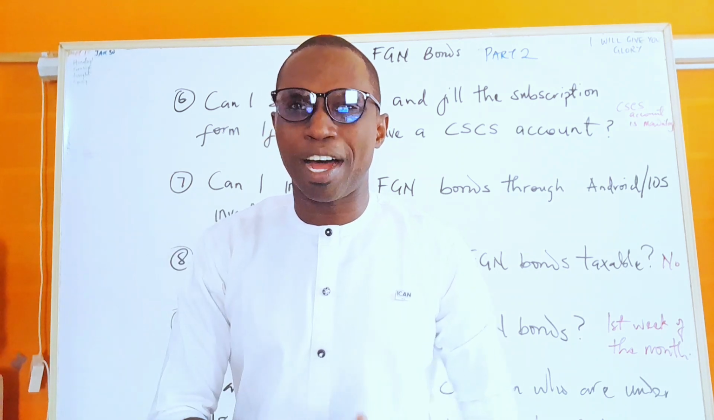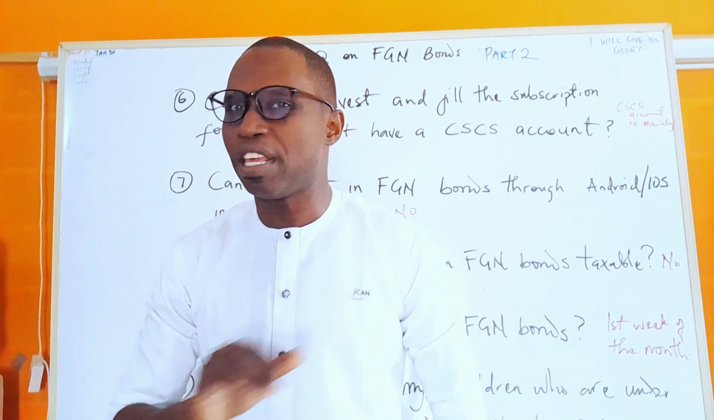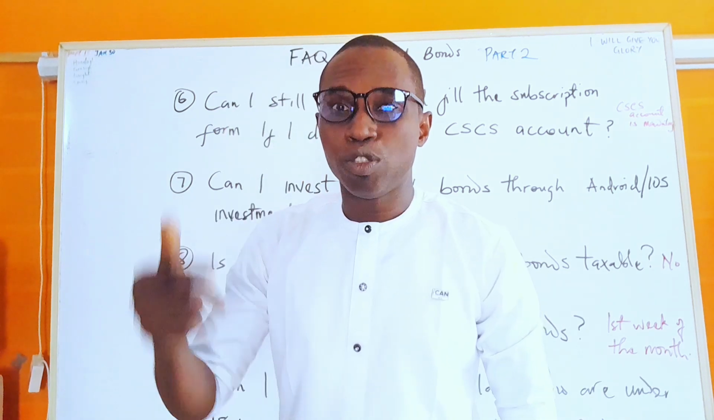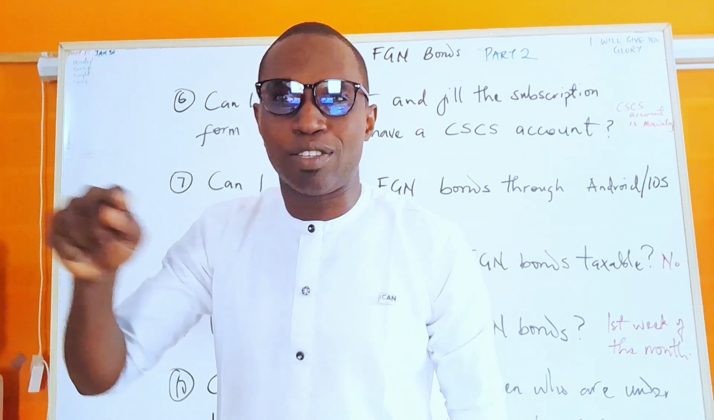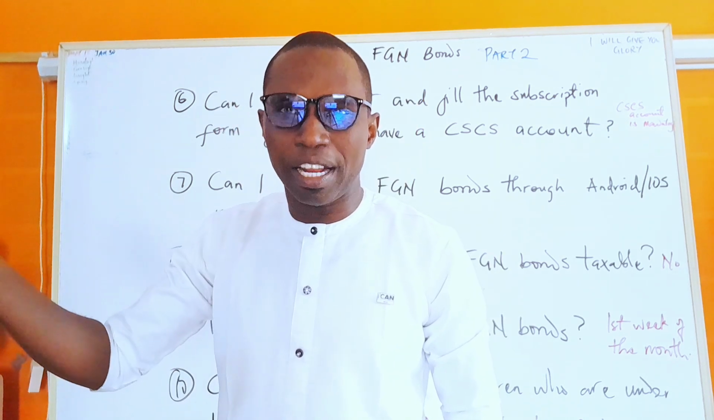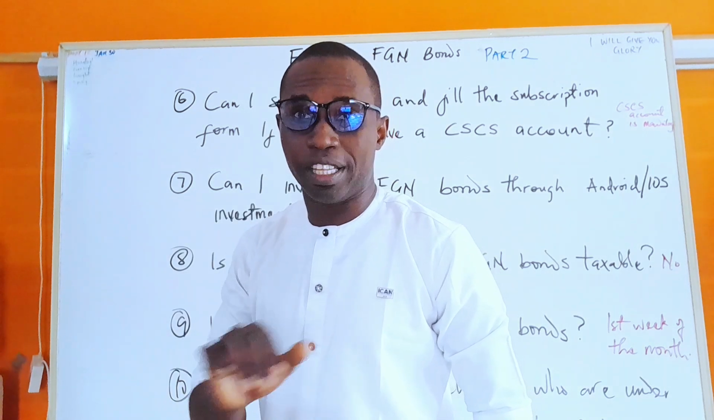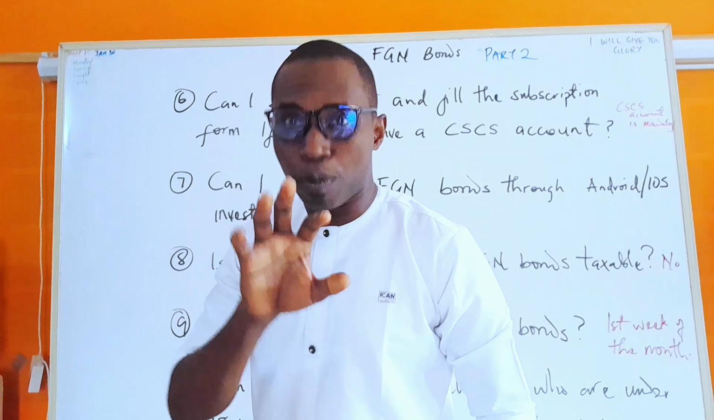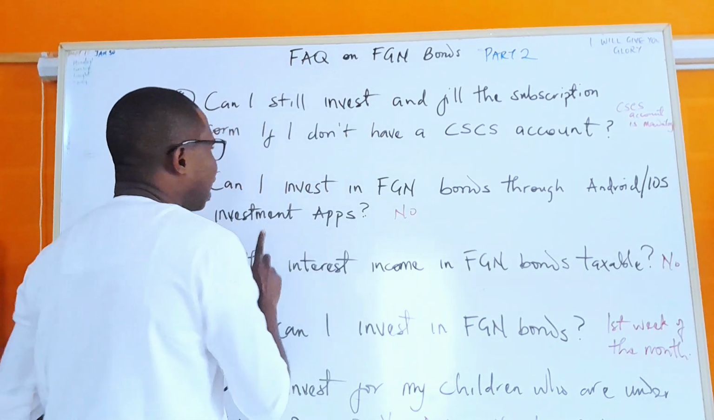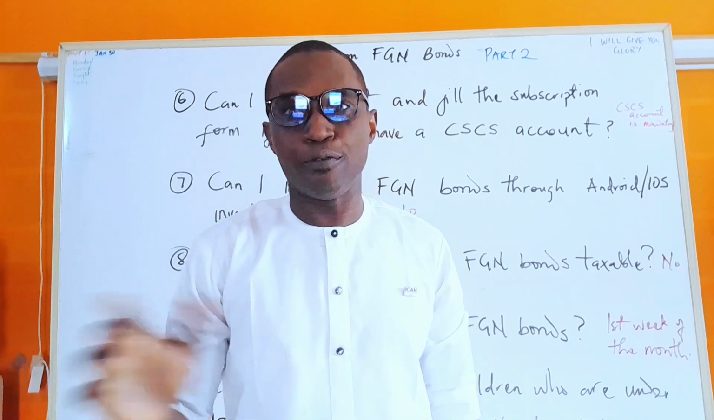So a CSCS account is a must for every FGN bonds investor. I hope that is clear. So can you still fill the form? You can fill the form, but where it is written that you should provide your CSCS number, you need to tell them that you don't have one. Once you fill the subscription form and provide the necessary details, the CSCS account will be opened on your behalf. That's number 6.